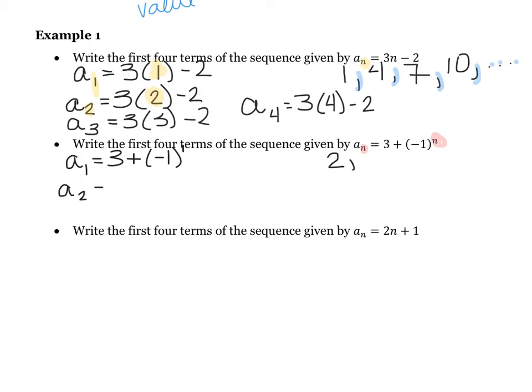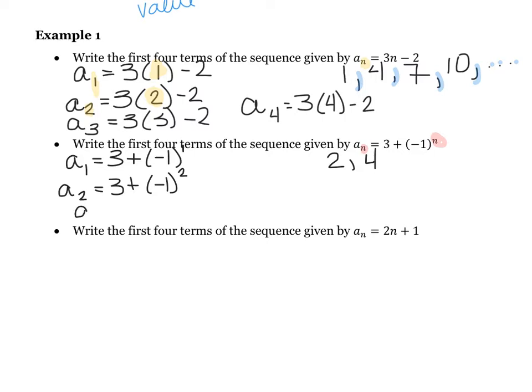a sub 2 equals 3 plus negative 1 to the power of 2. All right, so we're going to plug this in our calculators, and we may or may not get the right answer. Remember, if you raise negative numbers to a power, you have to put that negative number in parentheses. Negative 1 squared is positive 1. 3 plus 1 is 4.